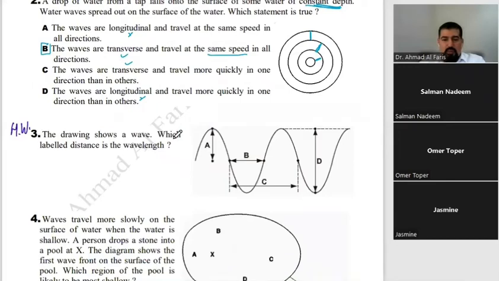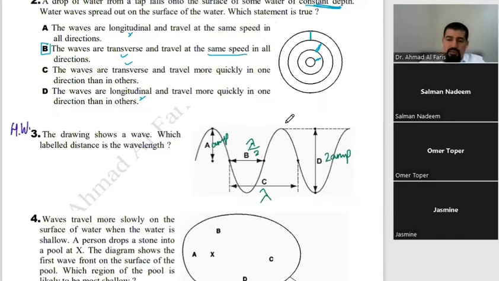The drawing shows a wave. Which labeled distance is the wavelength? Yes, thank you, Salman. Thank you, Tina. Now we know that A is the amplitude, and C is the wavelength, and B is a half wavelength, so wavelength divided by 2. Thank you, Ali. And D is twice what? Twice the amplitude. So we have to be careful about this.